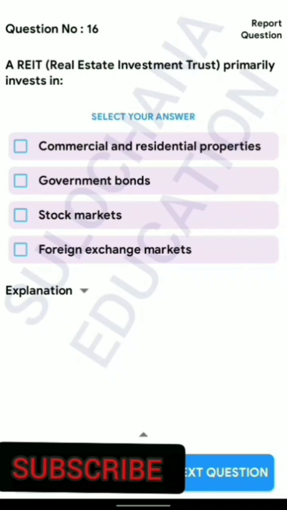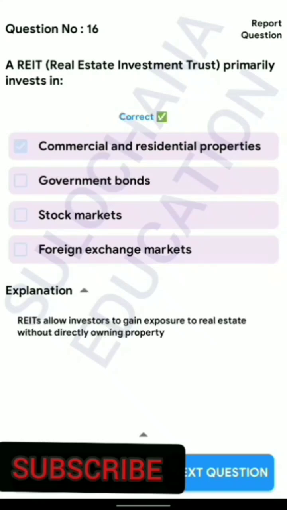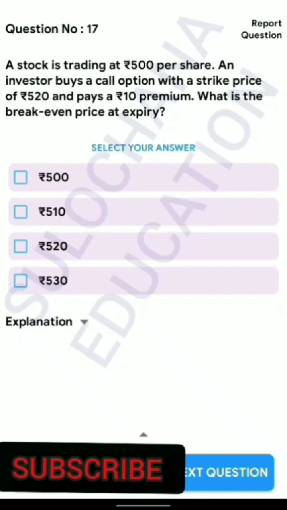A REIT, real estate investment trust, primarily invests in, options are A, commercial and residential properties, B, government bonds, C, stock markets, D, foreign exchange markets. And correct answer is option A, commercial and residential properties.